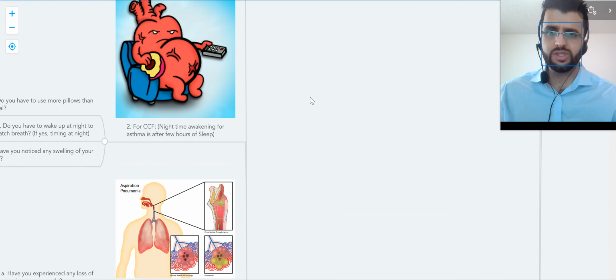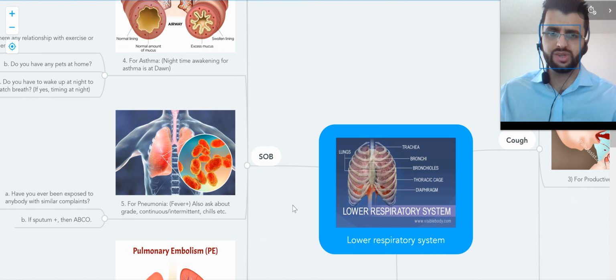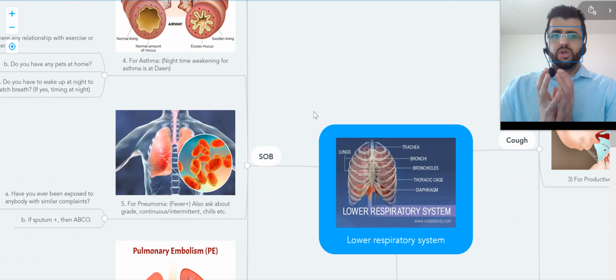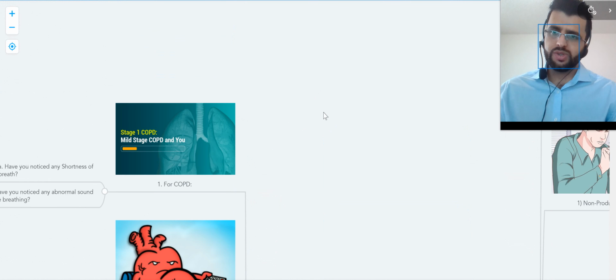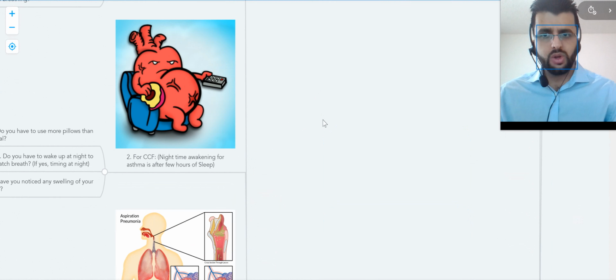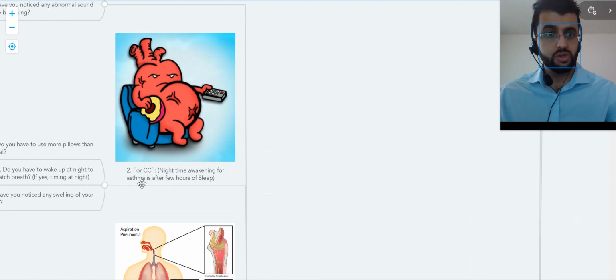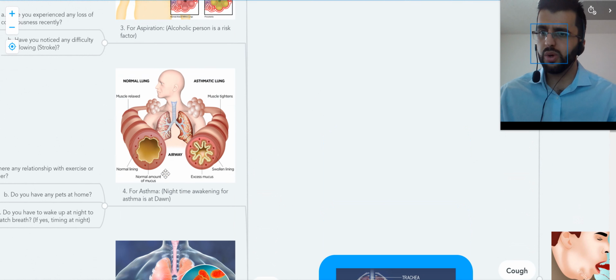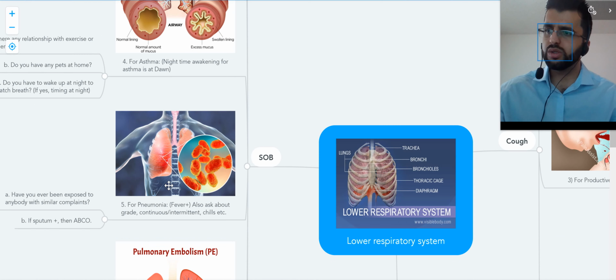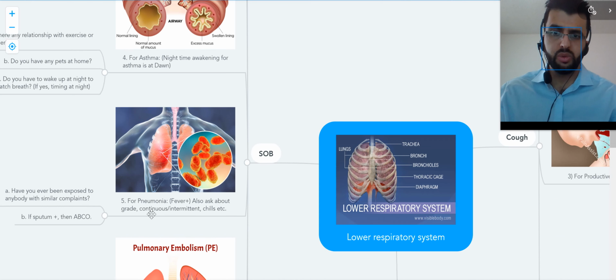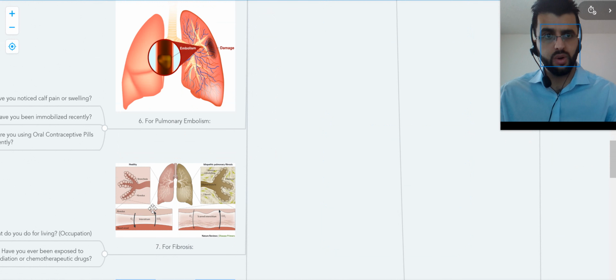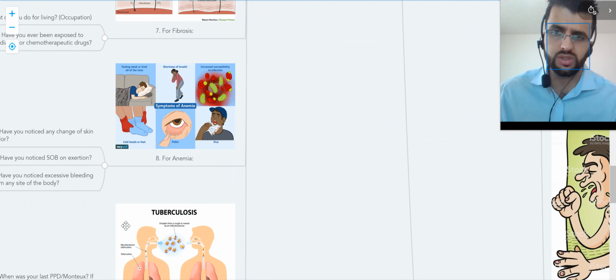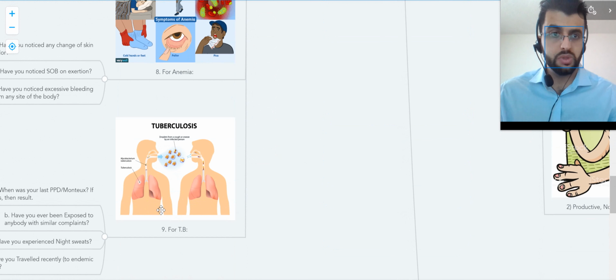Now for shortness of breath, this is going to be a little bit easier than cough. For shortness of breath, we have several differentials. Could be chronic obstructive pulmonary disease, could be congestive heart failure, could be aspiration pneumonia. It could be pneumonia, just a pneumonia. It could be pulmonary embolism, this is important. Could be fibrosis. Could be anemia, could be TB.